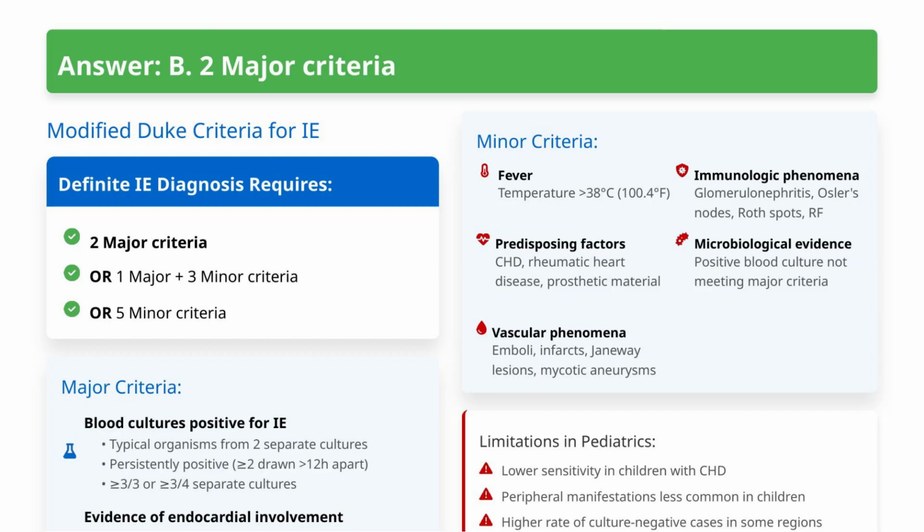Minor criteria include fever above 38 degrees Celsius, predisposing factors such as congenital heart disease, vascular phenomena like emboli or Janeway lesions, immunologic phenomena like glomerulonephritis or Osler's nodes, and microbiological evidence not meeting major criteria. It's important to note that these criteria have limitations in pediatrics, with lower sensitivity in children with congenital heart disease and less common peripheral manifestations. Clinical judgment remains critical in suspected cases that don't fully meet these criteria.